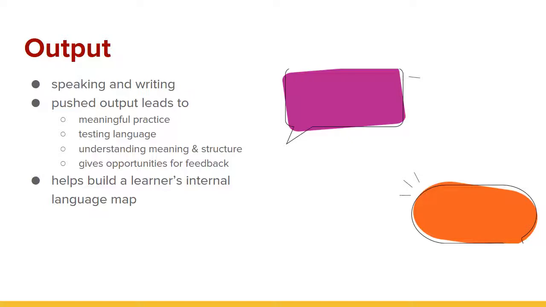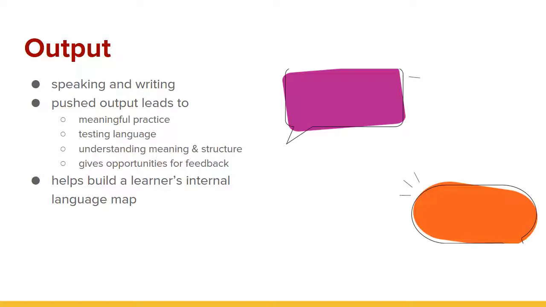So pushed output is important because it helps learners practice meaningful communication. It also helps them to test out the language, to figure out what's working, what's not working. When I try to do this, am I resulting in good communication with someone? It helps them better understand how meaning and structure work in the language as they experiment with it.